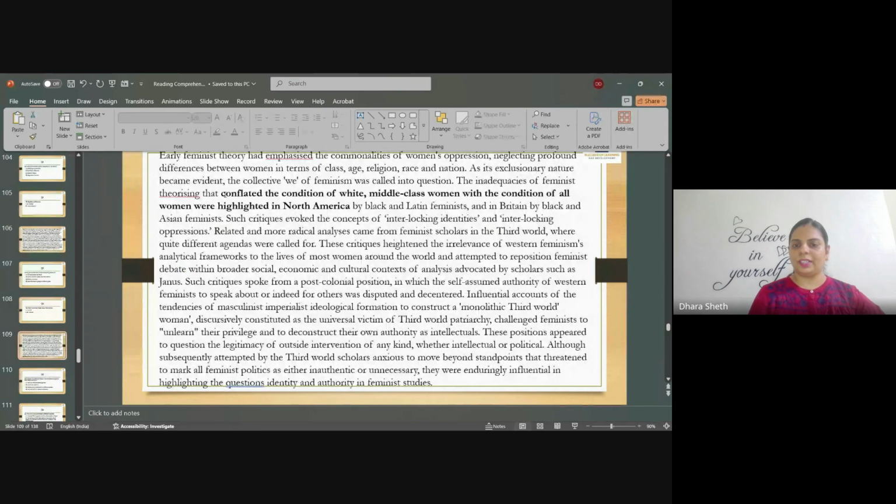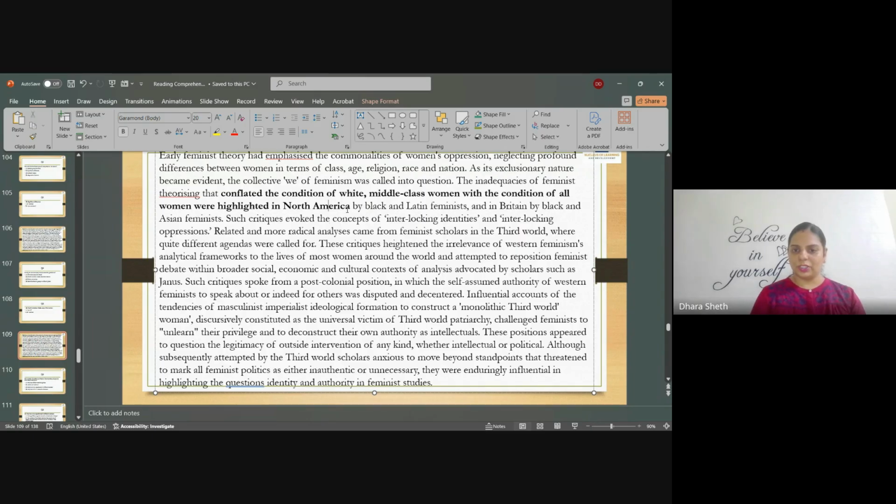It conflated the condition of white middle class women with the condition of all women, which was highlighted in North America by Black and Latin feminists. So the Black and Latin feminists said that actually all the theories which are written talk about white middle class women, and it has been conflated. It has been considered that this is the thing which exists for the entire world. And in Britain, Black and Asian feminists also said that this feminist theory from white middle class women in North America is not applicable to the rest of them.